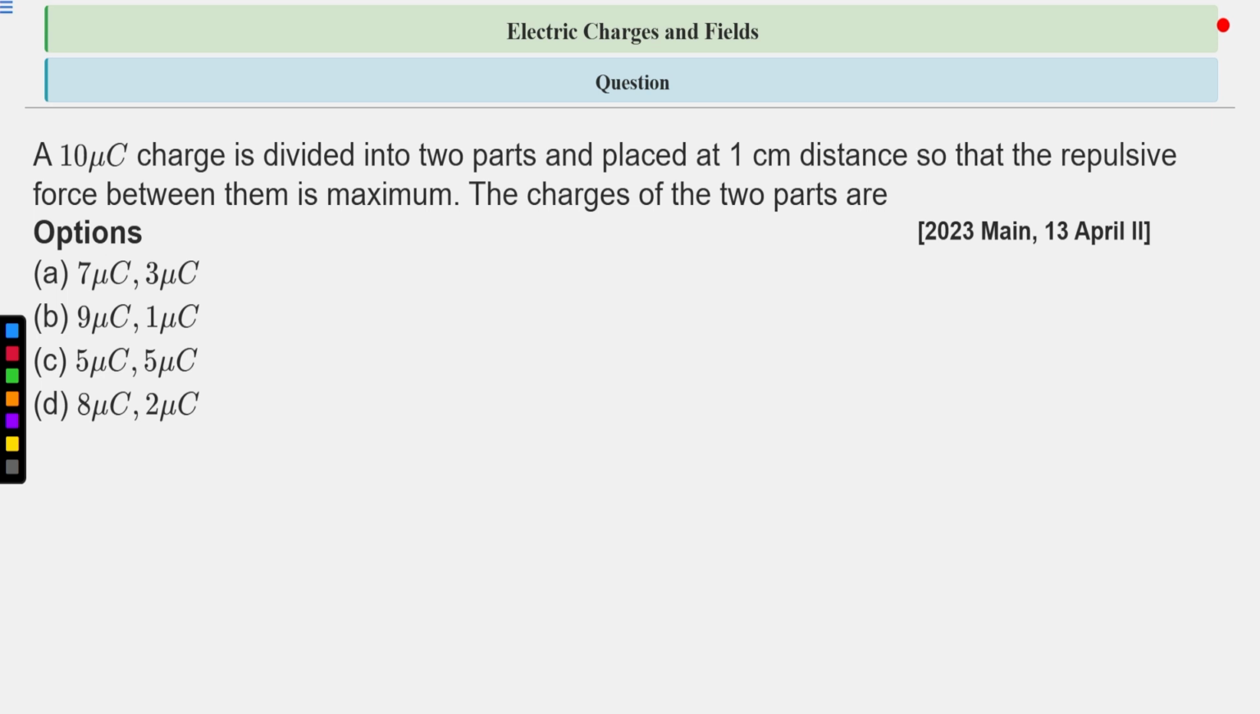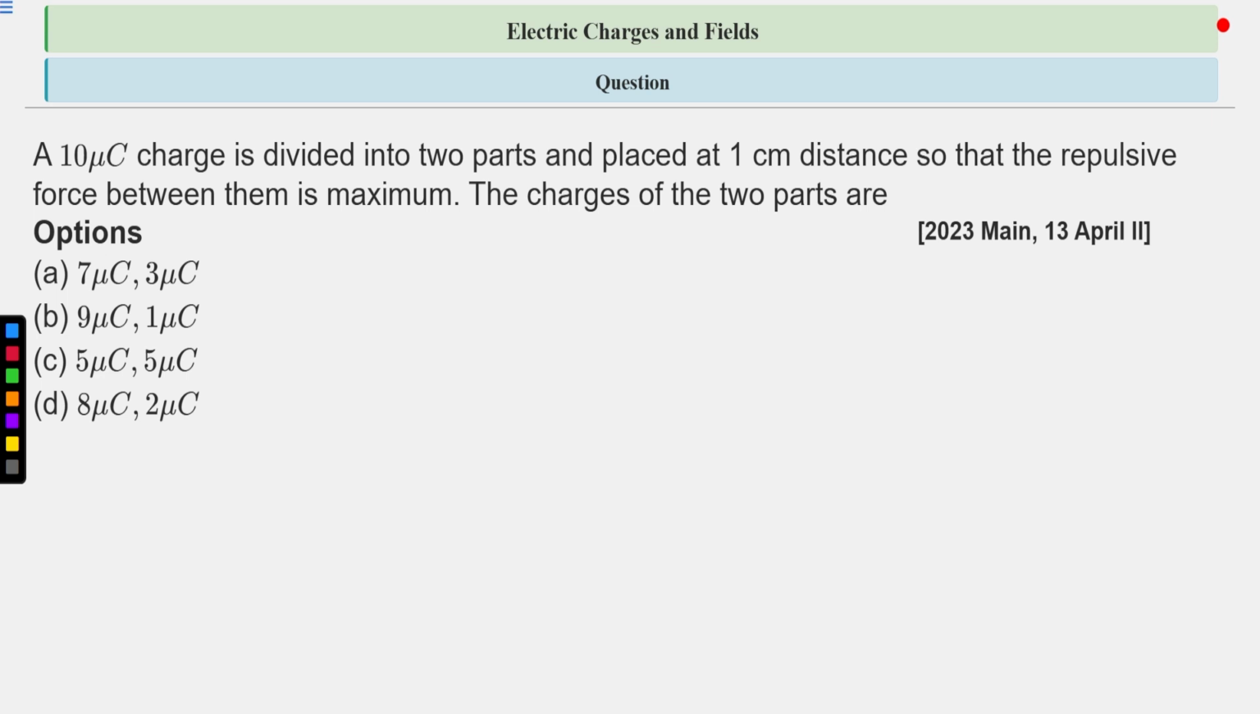The charges of the two parts. Okay, this is one combination, 5 microcoulomb, 5 microcoulomb. But we can divide, it is not written that they are equal parts. So we have to find the maximum. What is the maximum force? How will we divide these two charges so that the force between them, when placed at 1 centimeter distance apart, becomes the maximum?